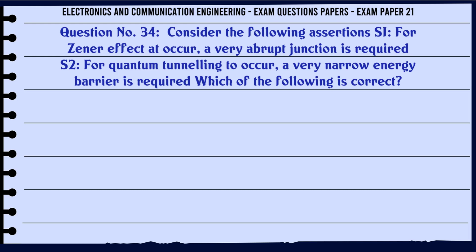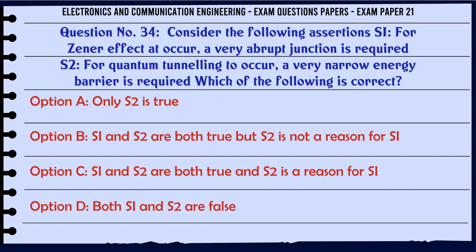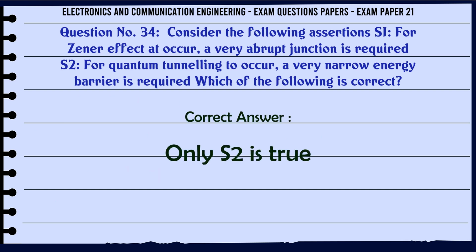Consider the following assertions. S1: for Zener effect to occur, a very abrupt junction is required. S2: for quantum tunneling to occur, a very narrow energy barrier is required. Which of the following is correct? A, only S2 is true. B, S1 and S2 are both true but S2 is not a reason for S1. C, S1 and S2 are both true and S2 is a reason for S1. D, both S1 and S2 are false. The correct answer is only S2 is true.